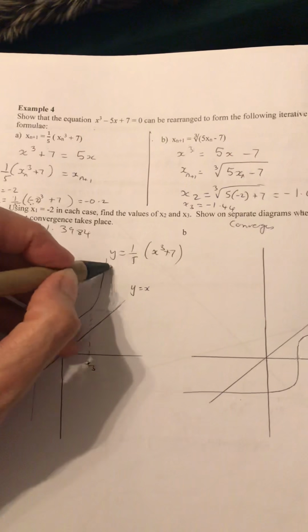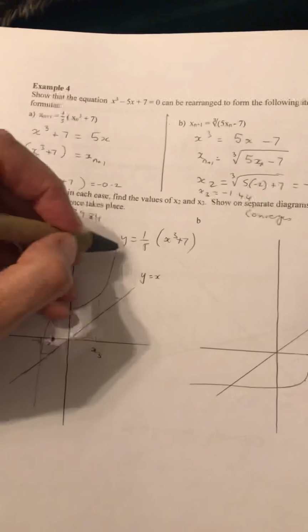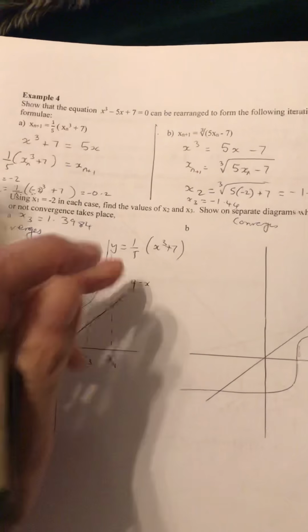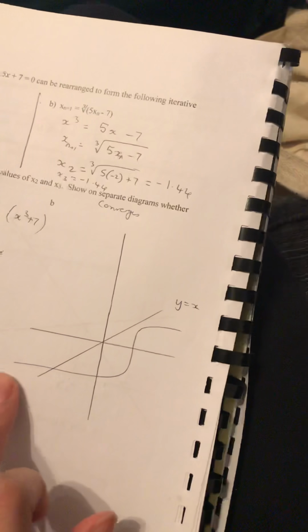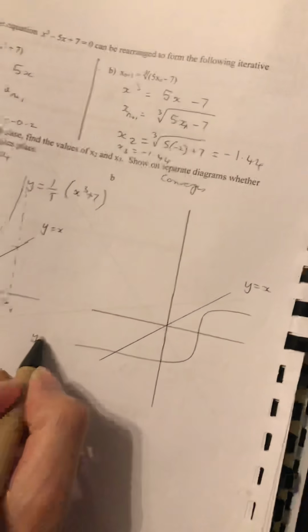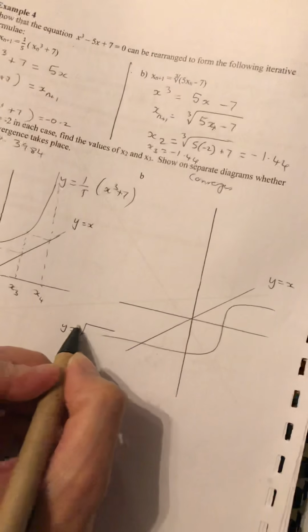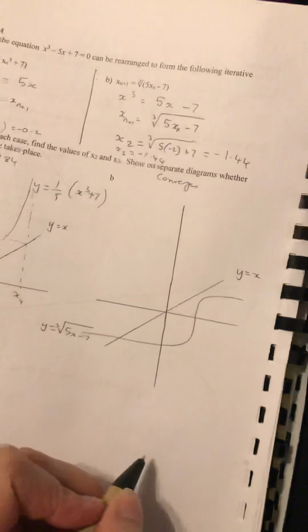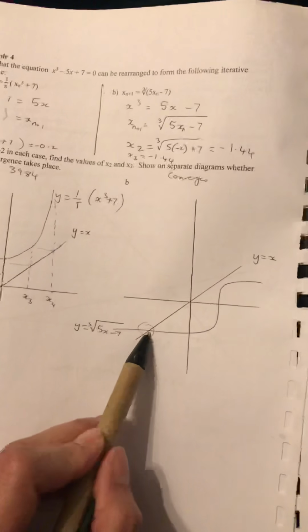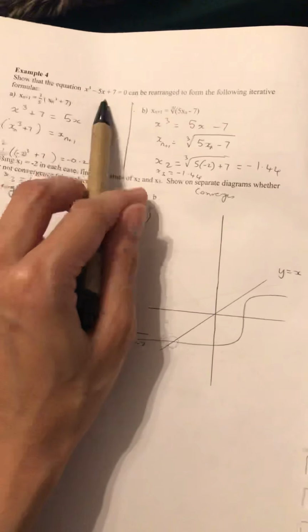And you can see why your x values get really big really quickly, because you're ending up somewhere here, and that's your x4. And if you repeated the process, you would go off to a massive number there, and you can see quite clearly it diverges. Okay, on this one, there's y equals x, and this curve here represents the cube root of 5x minus 7. So here I'm just going to label that y equals the cube root of 5x minus 7. And where these two intersect, yeah, that would correspond to the root of the original quadratic.